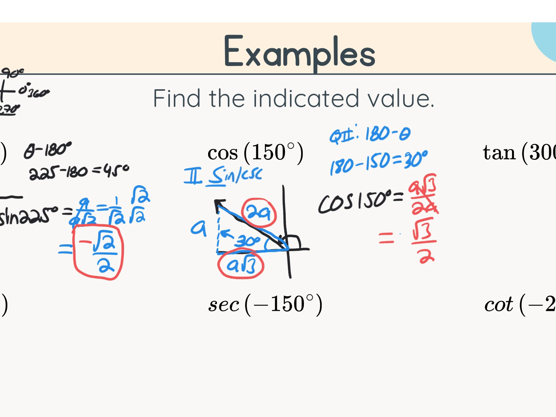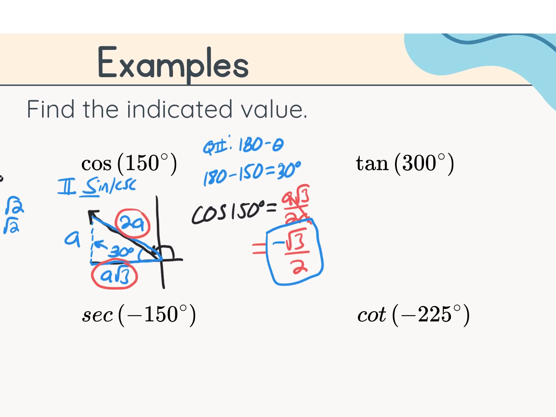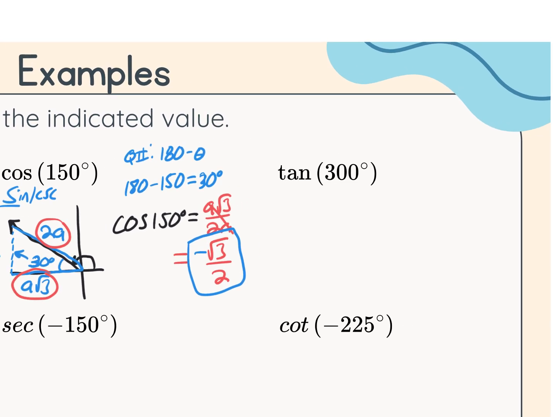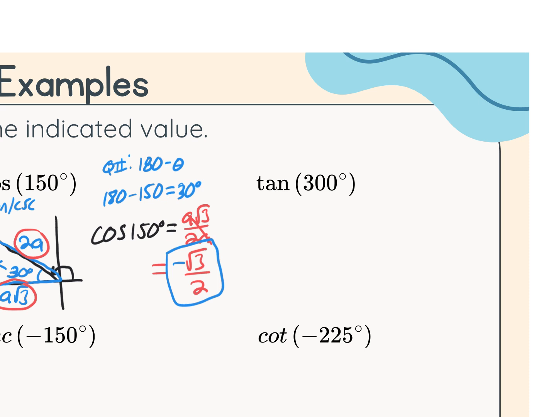Cosine is not one of them, so this is going to be a negative square root of 3 over 2. A bit of a tedious process, but the more you do, the better they get. All right, let's try the same thing with tangent of 300. Let's go through the motions.